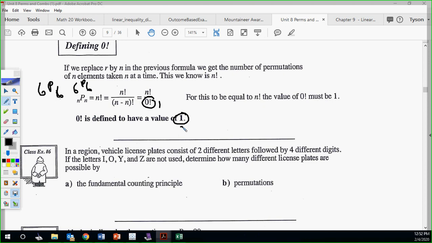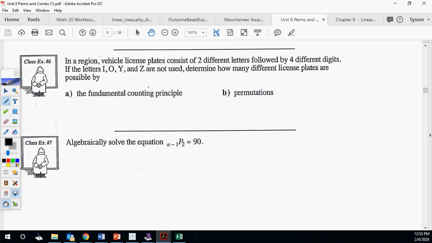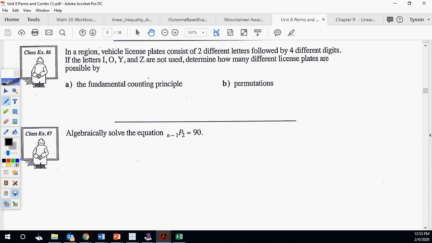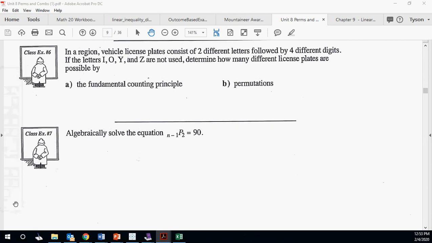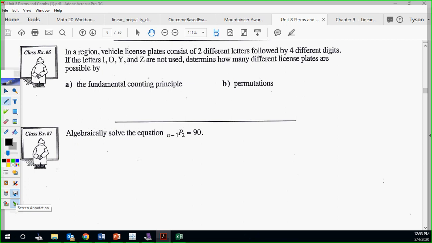Okay. All right. Got a couple more examples here, and then we'll be done. In a region, vehicle license plates consist of 2 different letters followed by 4 different digits. If letters I, O, Y, and Z are not used, determine how many different license plates are possible by the counting principle and by permutations. So let's do counting principle first.